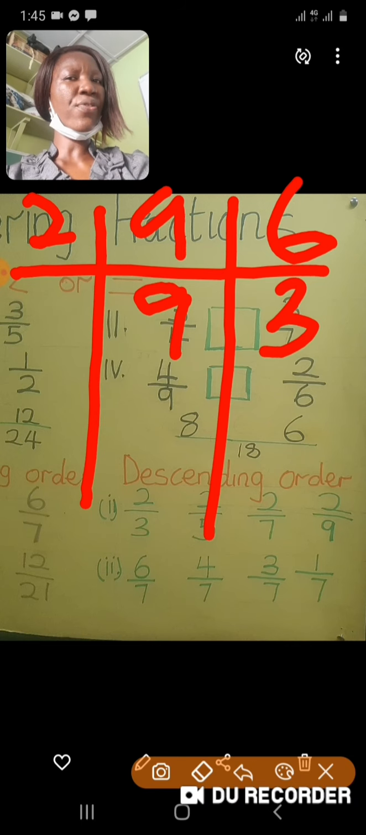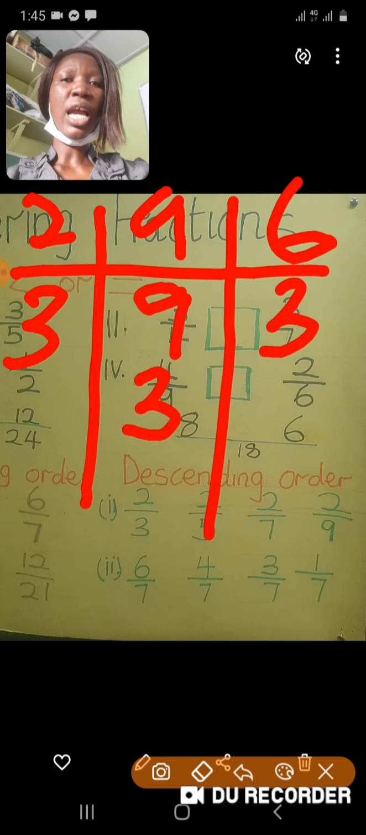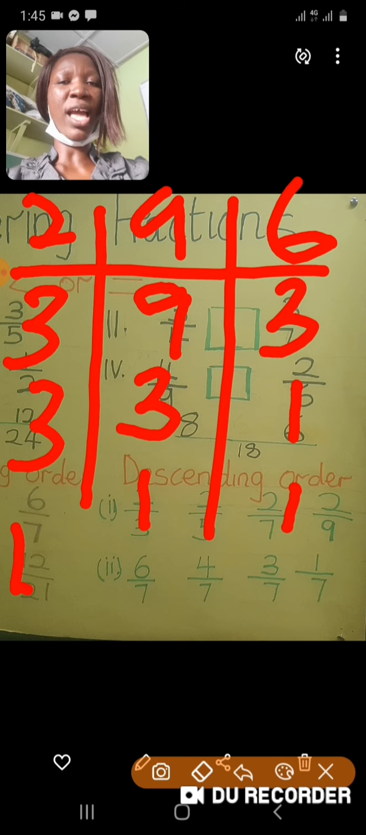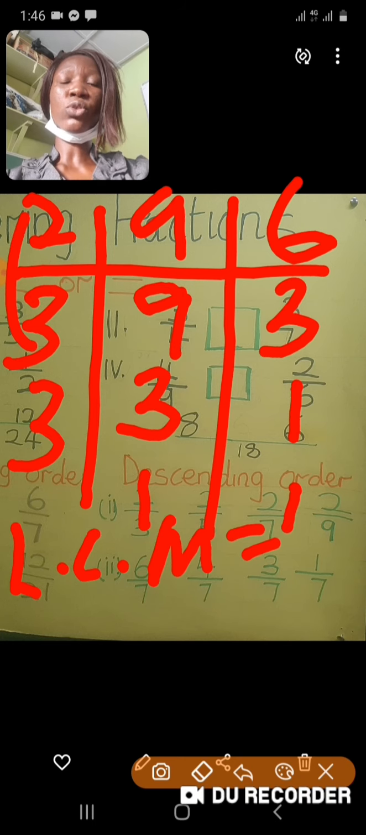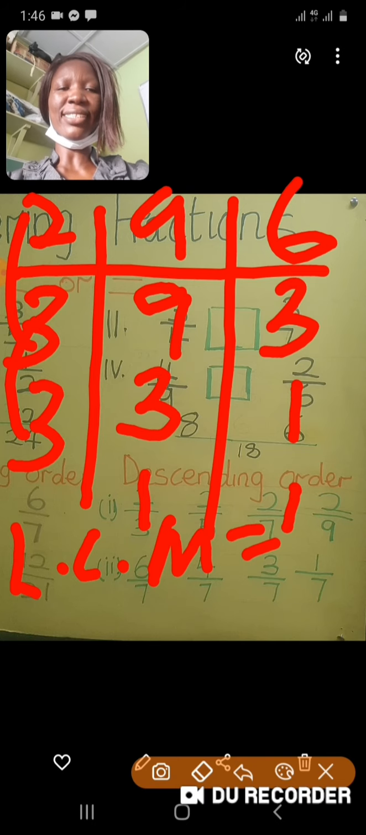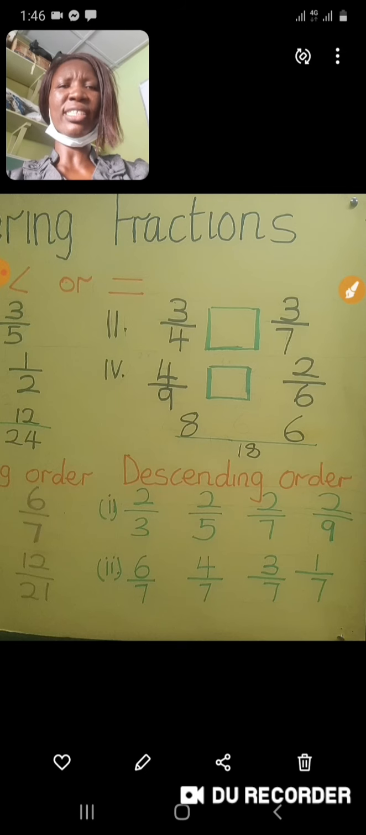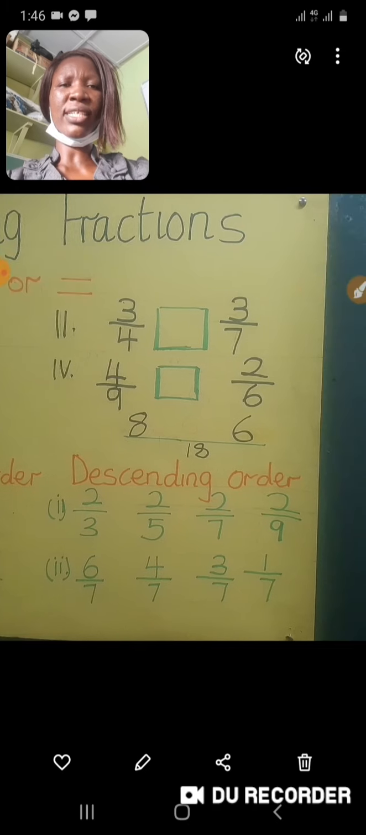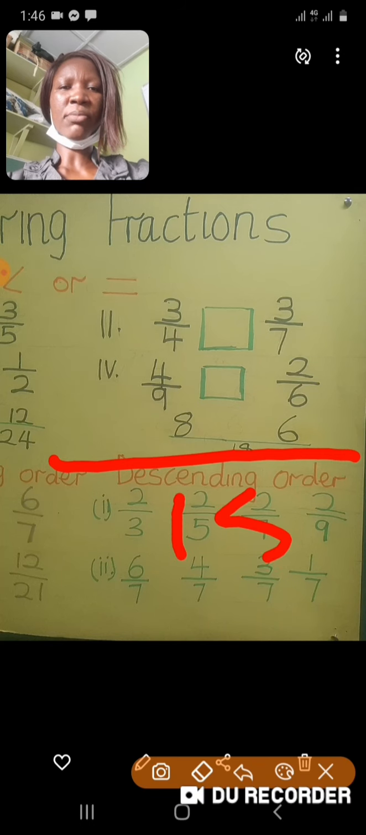What are we going to divide with? We are going to divide using 3. How many 3 will you get in 9? 3. How many 3 will you get in 3? 1. And again, we have to divide by 3. Okay, and we have 1 and we have 1. So the LCM equals 2 times 3, 6. 6 times 3, 18. So our LCM is 18. Did you see how I did it here? Just write 18 as the LCM.